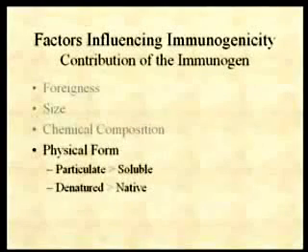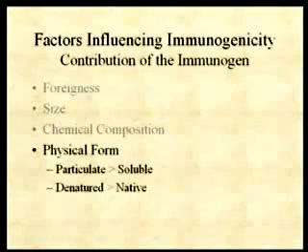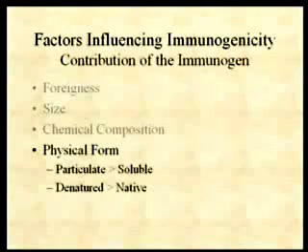Another thing that influences whether or not something is going to be immunogenic is the physical form in which it is administered. Usually, a particulate antigen gives a better immune response than a soluble antigen. And denatured gives a better response than the native form. That's why in vaccine development, very often the vaccines that you're administered are going to be precipitated forms of the protein, for example. They're typically done because you get a little bit better response. So the physical form can influence whether or not you get a good response.